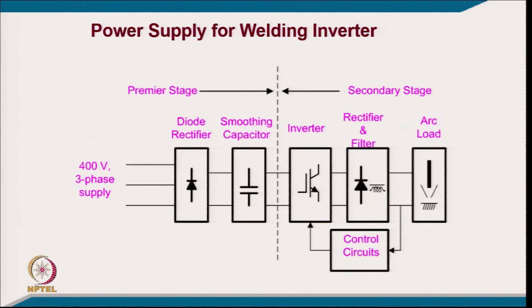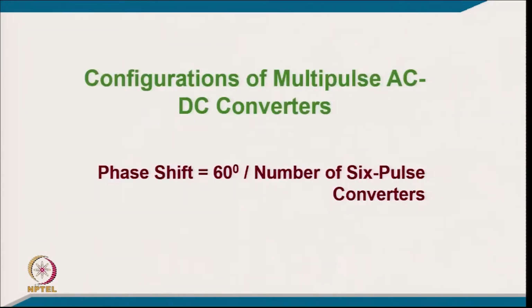Well, another is power supply for welding. So, we use a 3 phase supply for high power, normally use a rectifier, then a smoothing capacitor for getting regulated DC, then we use an inverter for converting into high frequency, and then we use a rectifier and filter, and then we have an arc load typically.